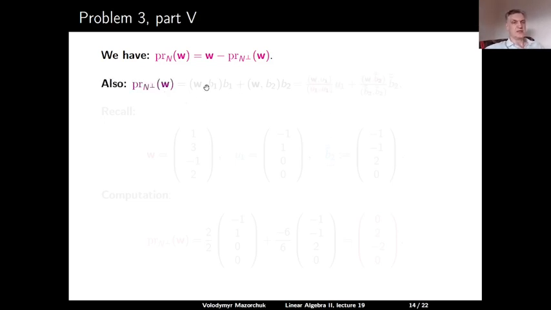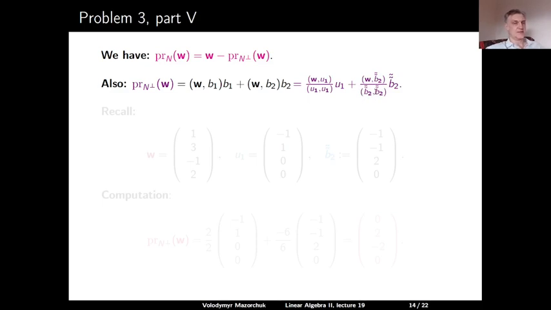So this projection is equal to the scalar product between w and b1 times b1 plus the scalar product between w and b2 times b2. So since b1 is u1 divided by the length and b2 is b2 2 tildes divided by the length, we can rewrite it as u1 times the fraction where the numerator is the scalar product between w and u1 and the denominator is the scalar product between u1 and u1, plus b2 2 tildes times the fraction where the numerator is the scalar product between w and b2 2 tildes and the denominator is the scalar product between b2 2 tildes and itself.